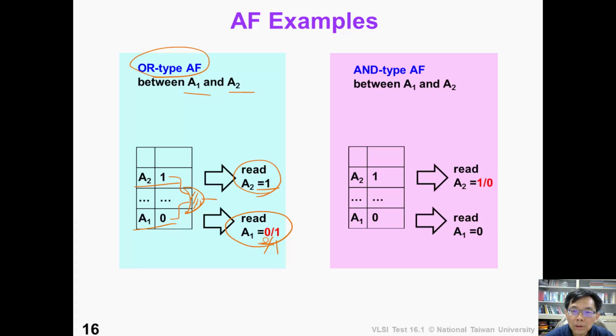Now consider the N-type address decoder 4. When we read A1, we get the correct 0. But if we read A2, we get an incorrect value 0. This is due to the N-type address decoder 4 being 0 dominant.